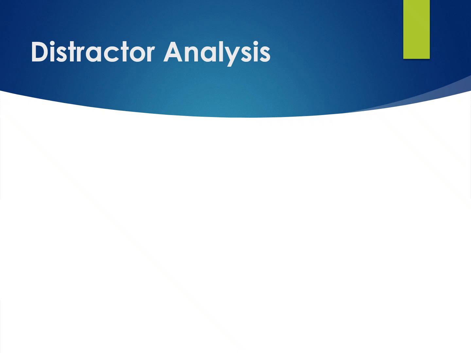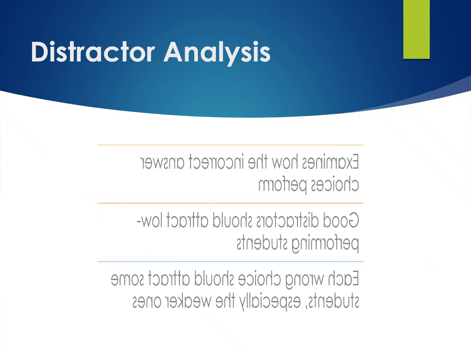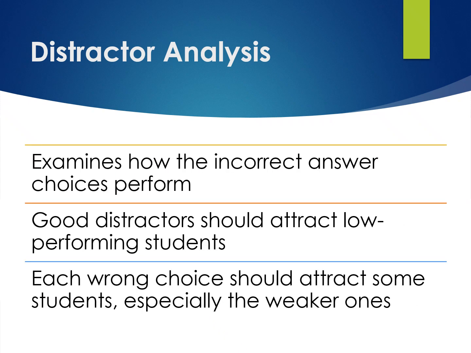Now, let's shift on over to distractor analysis. This is looking at how the wrong answer choices performed. In a multiple choice question, the incorrect options are called distractors. Good distractors should be plausible enough to attract students who don't fully understand the material. Here's what to look for in a distractor. If no one picks it, it might be too obviously wrong. If high-performing students pick a distractor, the question might be misleading or confusing.